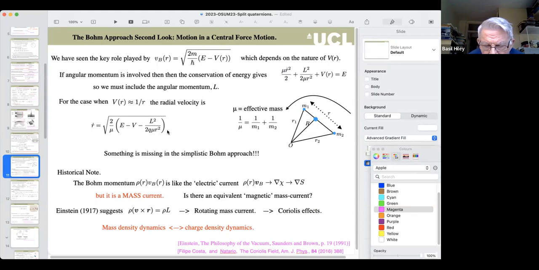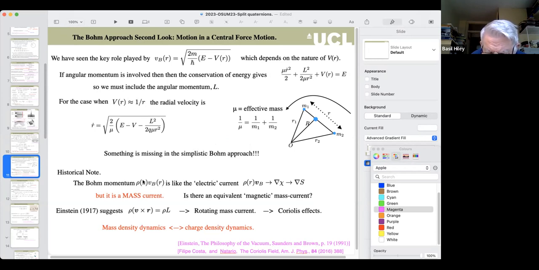angular momentum. So the radial velocity should really be written not only with E minus V, but also minus a term for the angular momentum. And in this case, mu is the effective mass. And this was known to Newton and also to Kepler, because you can get all Kepler's results out of this approach. But notice Bohm only discussed the velocity density.